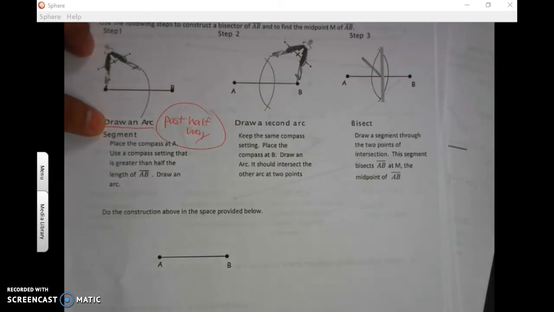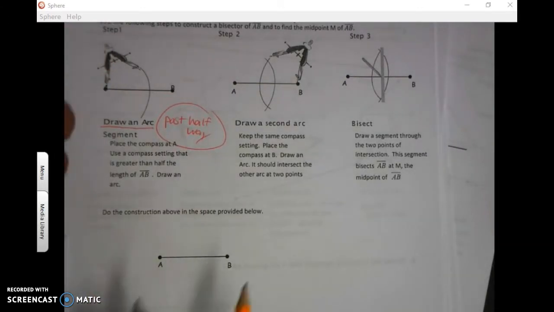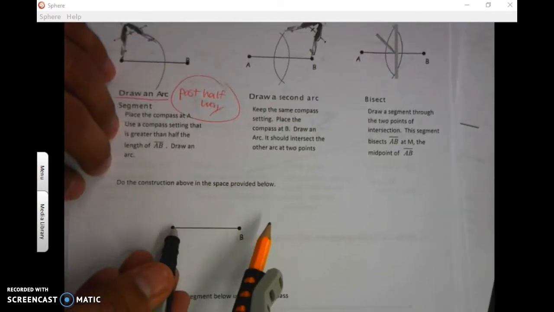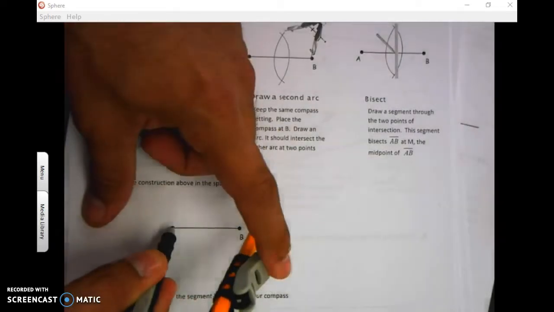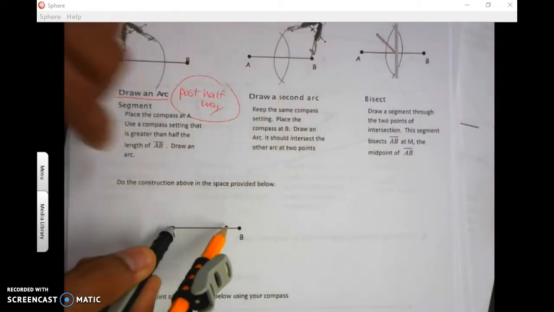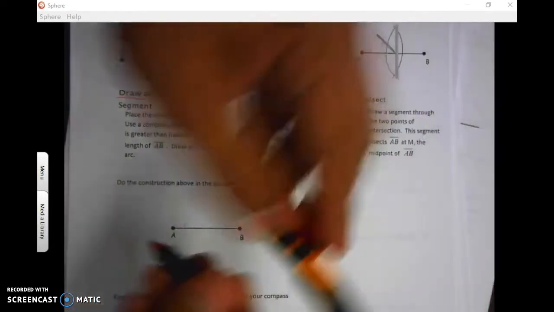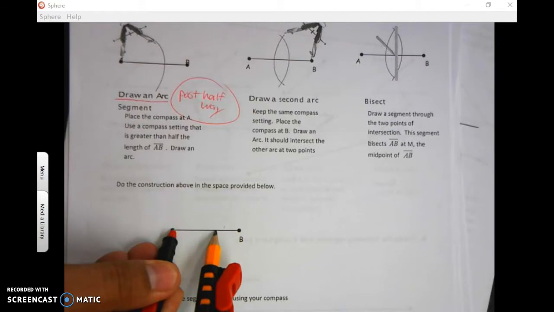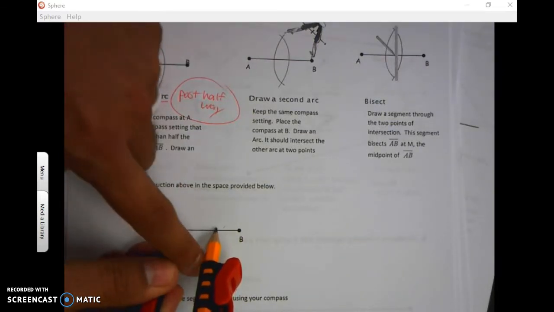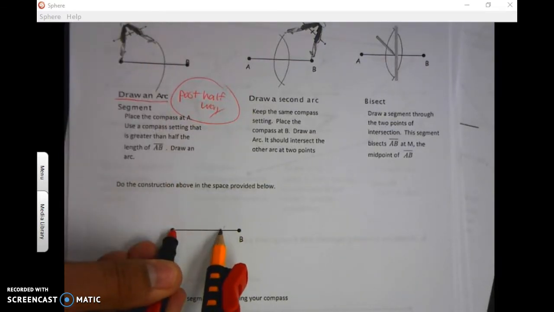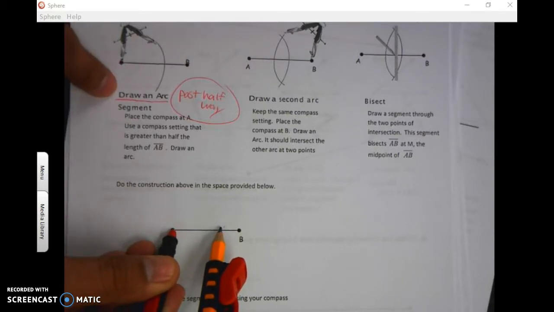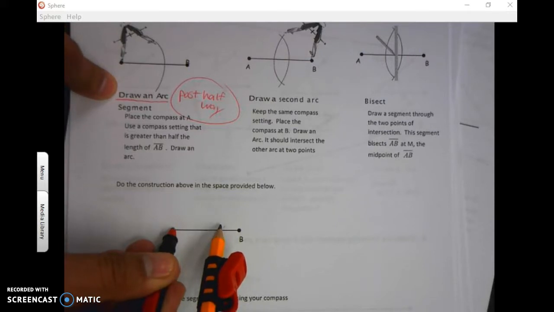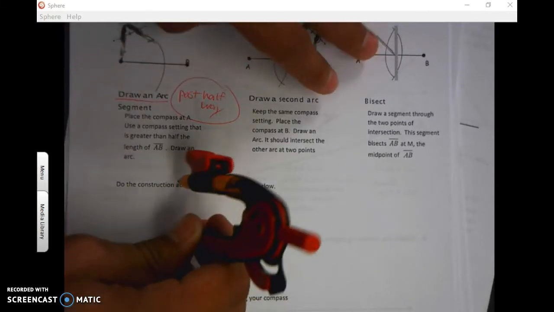Okay? So here's what I would really do for my first step. Take my compass and put the pencil like maybe 3/4 of the way across. I'm going to use this one. So a little bit past halfway. Okay, y'all agree that's past halfway, maybe a little more, whatever. If you have it past halfway, it's going to work. And it says, step 1, draw an arc. You need to draw a big arc. So watch how I do it.